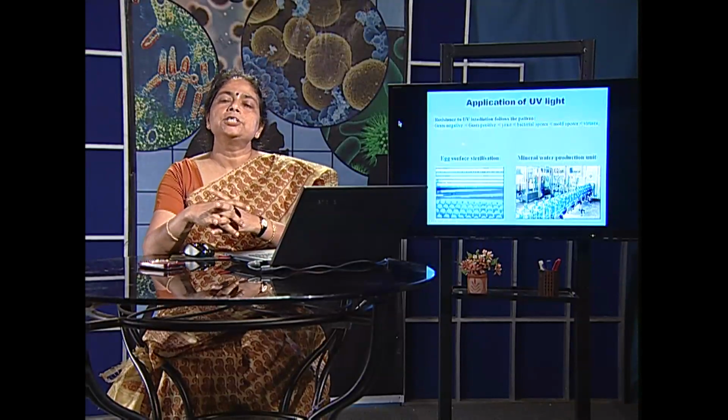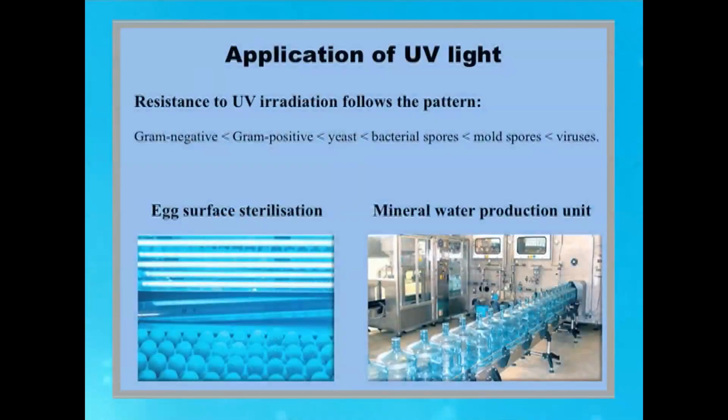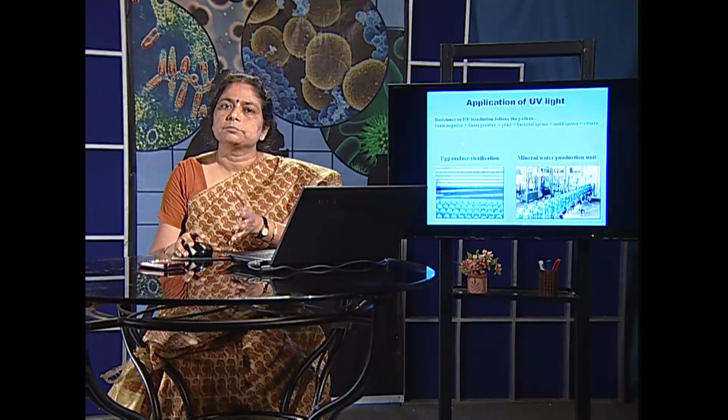Going on to the application of ultraviolet light for sterilization and preservation, we find that the eggs coming out of the poultry should be surface sterilized with the help of the UV lamp, where numerous eggs are kept in trays and exposed to the UV lamps, and after this they are surface sterilized. Also in the mineral water purification plant, the microorganisms present inside the water are killed with the help of ultraviolet radiation.